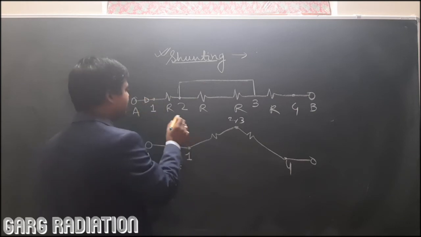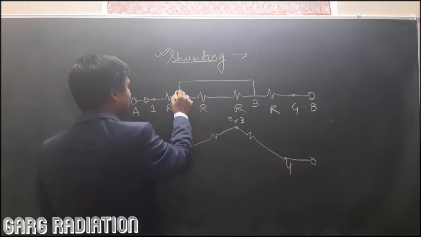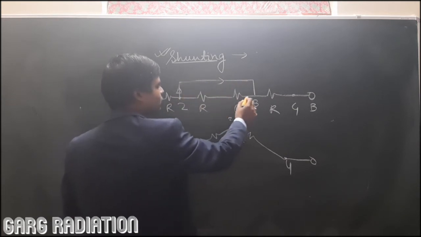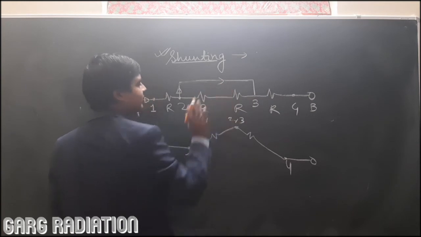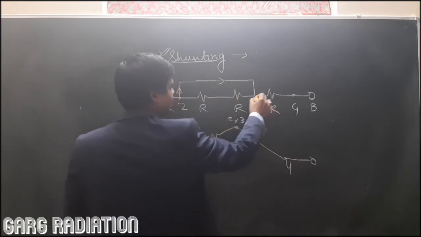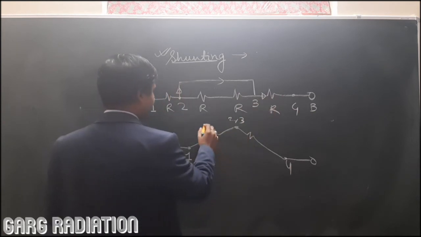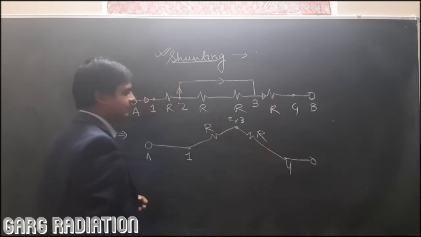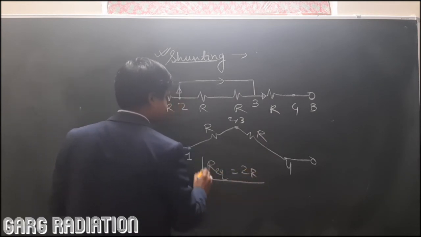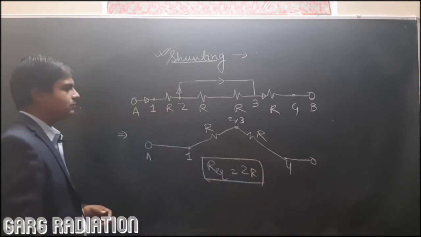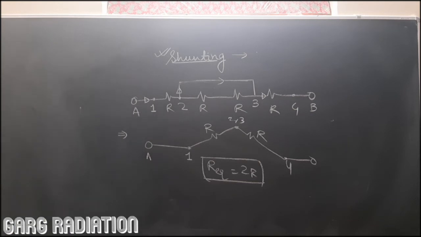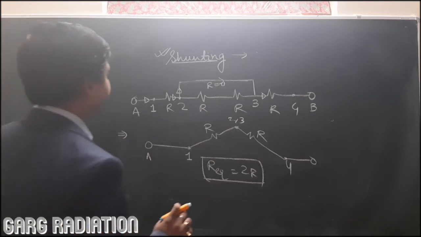You may also think of it like this: if current enters here, it has two options, either to go through this or to go through this. This is a high resistance path, this is a very low resistance path. So obviously current will follow this path. Hence we have only two resistances here, and R equivalent comes out to be 2R. Simple, very easy. Please copy this. So now let's move to the next problem.